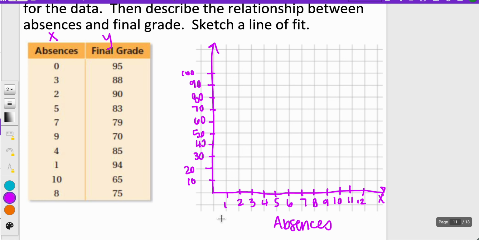All right, so I'm going to start graphing some of these. So 0 absences, 95 grade. 3 absences, about 88. 2 absences, 90. 5 absences, 83. 7 absences, 79. 9 absences, 70. 4 absences, 85. 1 absence, 94. 10 absences, 65. And 8 absences, 75. Okay?